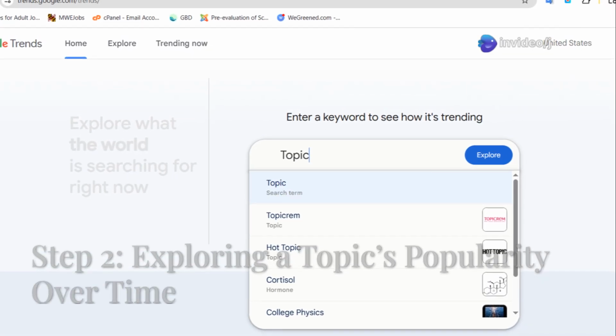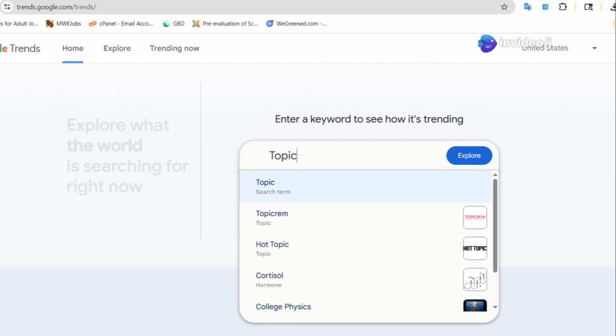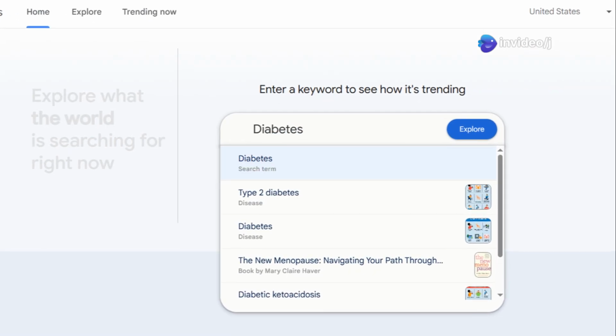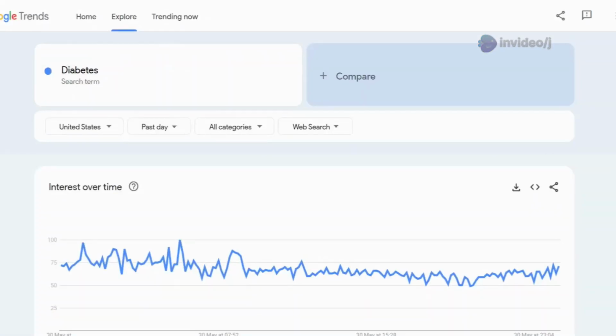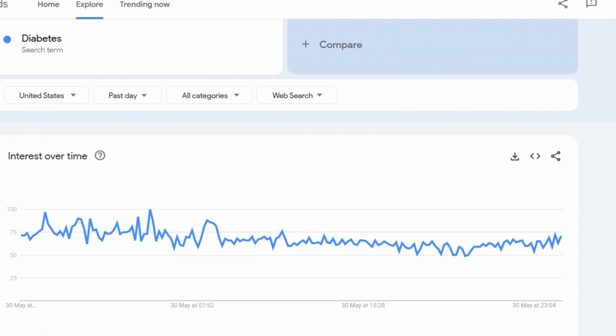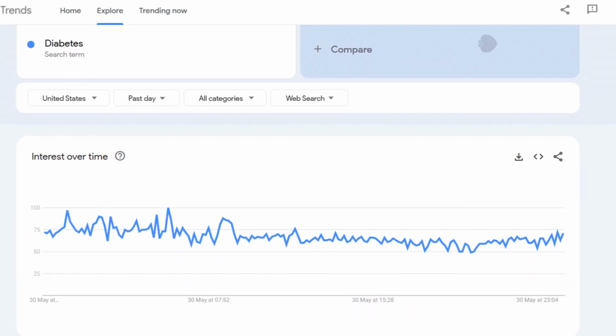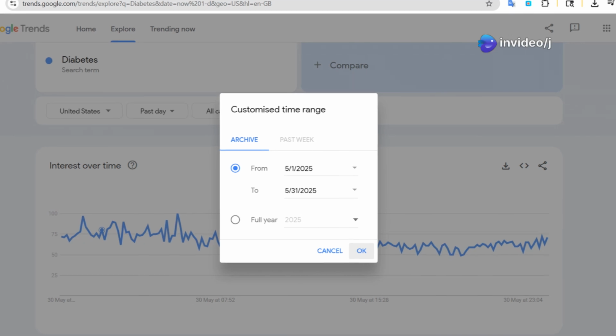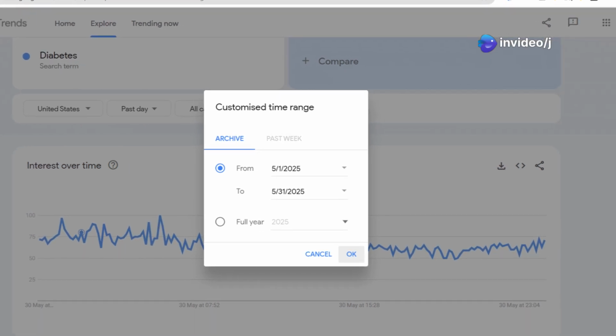Now, let's explore a topic's popularity over time. Type in a general topic like diabetes. Google Trends will take you to the Explore page for the term diabetes. The interest over time graph shows how often people search for this topic. Select the desired time frame and region for your trend analysis.